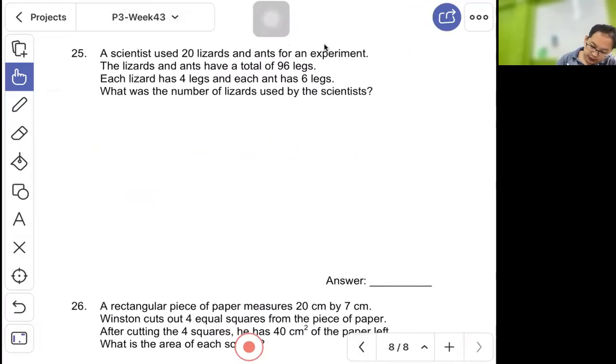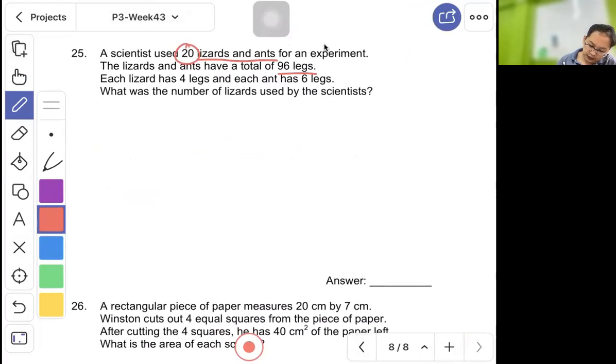Question 25. So we say a scientist used 20 lizards and ants for an experiment. So total there are 20 animals. So total 96 legs. Each lizard has 4 legs and each ant has 6 legs. What was the number of lizards used by the scientist?